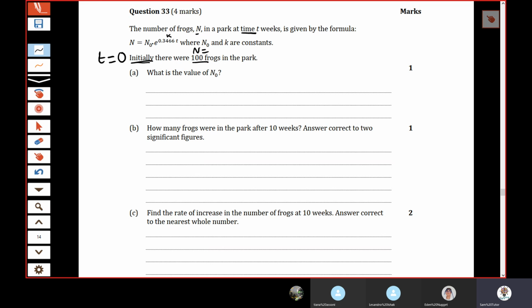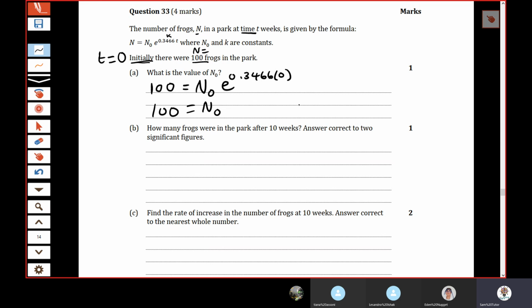Well, you're trying to find n naught. If you're trying to find this letter here, you got to get rid of n, which is 100. You got to get rid of t, which is 0. So it'll look like this now. 100 equals n naught e to the 0.3466 times 0. E to the power of 0 is obviously 1. And then you get n naught is just 100.